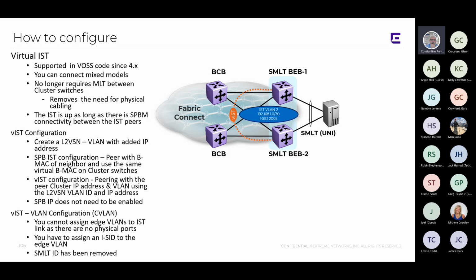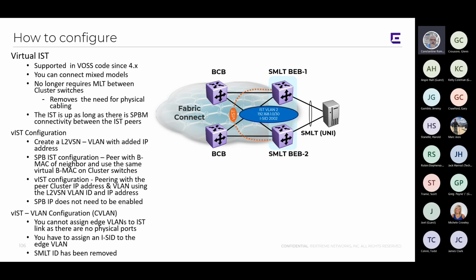A couple of points about this. Whereas previously with the physical IST, the switches had to be identical, that's no longer the case. With the virtual IST, you can actually mix the models. So you can have a VSP 8K and a VSP 4K, as an example, backing each other up and providing those services. We don't typically do that, but if for some reason you needed to, you could, right?